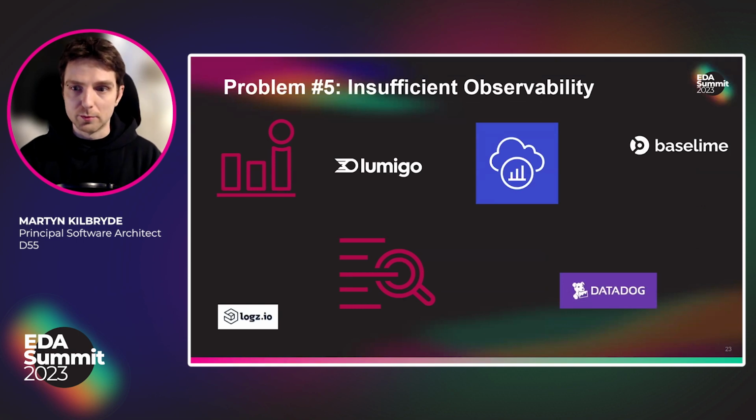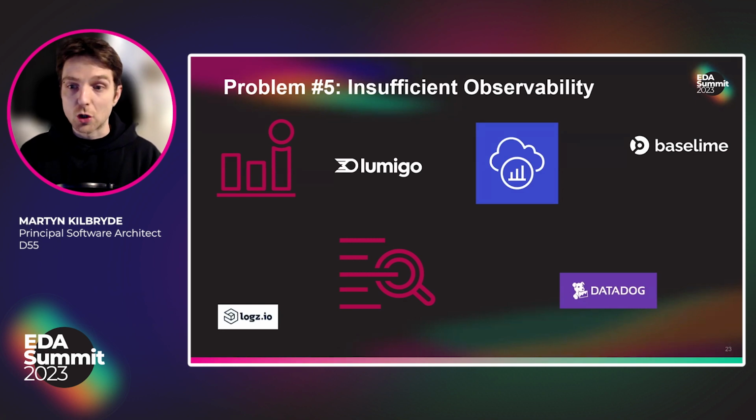Now, the final problem I'd like to touch on is just the 3 pillars of system observability. So logs, metrics, and tracing. Now, these are essential for understanding the flow of events and messages through the system. So without these techniques, it can be really difficult to detect issues such as slow message processing or message duplication. That can lead to data inconsistencies and system failures.